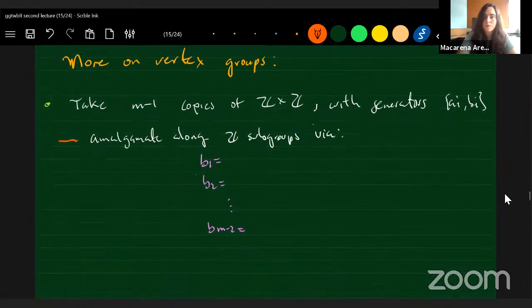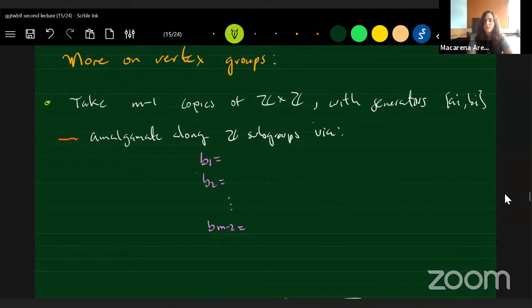Okay, so let's keep talking a little more about the vertex groups. Another way of describing the vertex groups is by taking n minus 1 copies of Z squared with generators Ai, Bi for each of the factors. And we're going to amalgamate these groups together along cyclic subgroups. And the way we're going to do it is the following way. So we're going to make B1 equal to A2, B2. Then B2 equal to A3, B3, and so on.